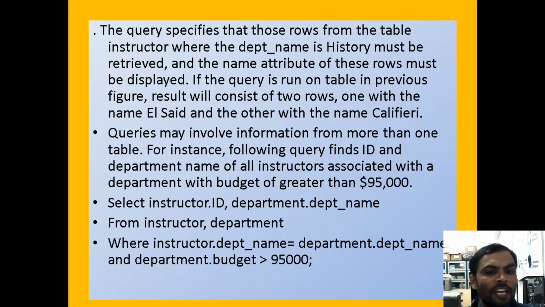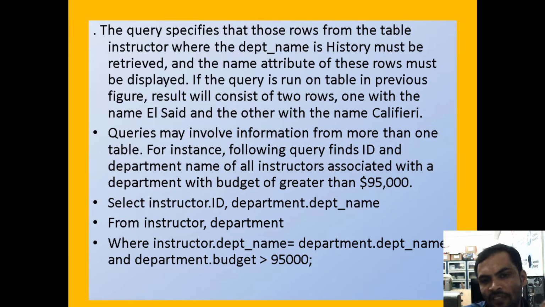The query may involve information from more than one table. At the time of writing the select query, it will retrieve from the table. The condition is executed on each and every row where the department name is history.